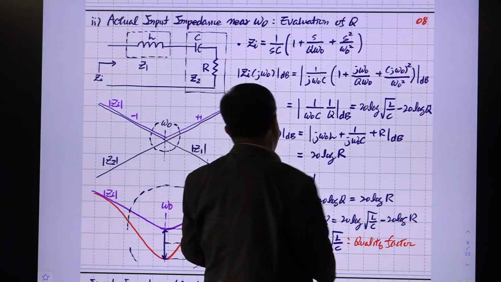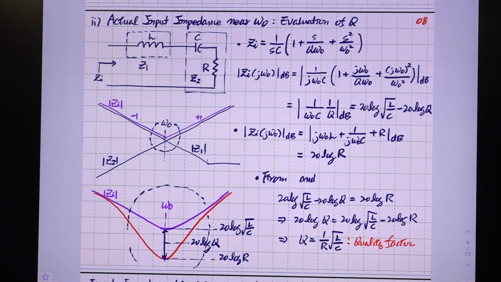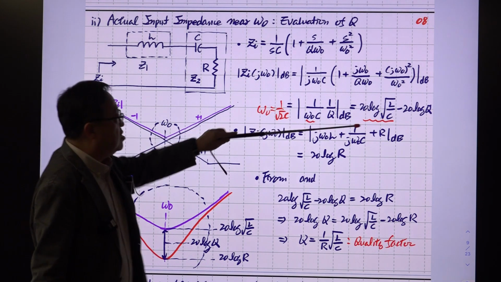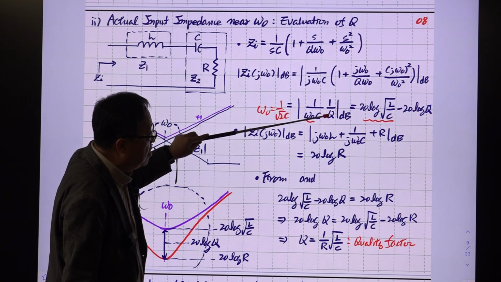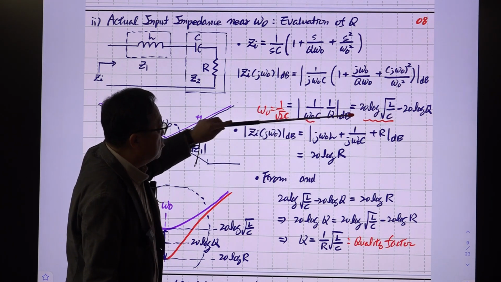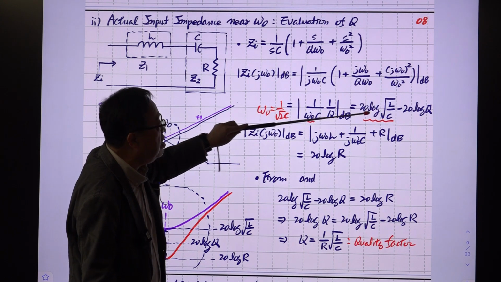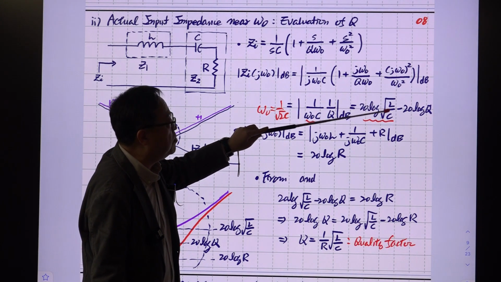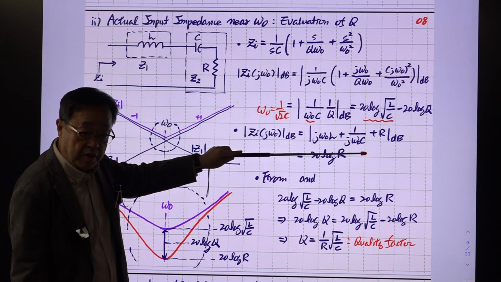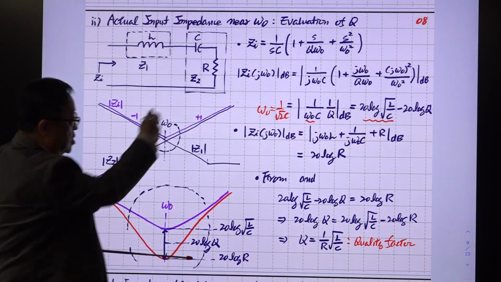So this omega naught is the resonant frequency. Omega naught is 1 over square root LC. Then it is the expression of the characteristic impedance. We are talking about log scale. So this and this comes in the denominator. So you have a minus sign here. So this value in terms of dB scale is 20 log square root L divided by C minus 20 log Q. Right? That is derived from this asymptotic plot.